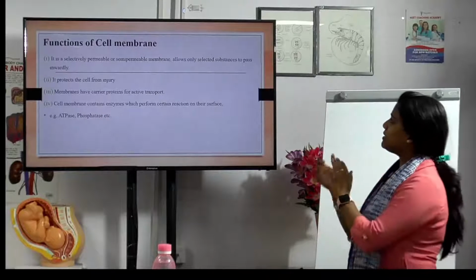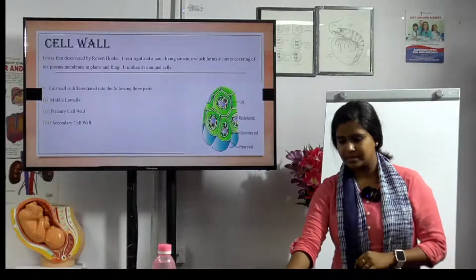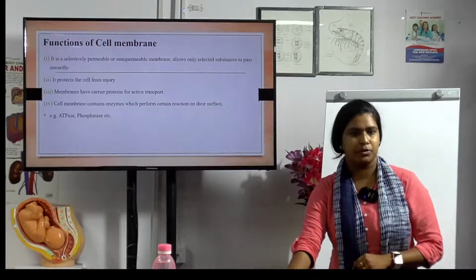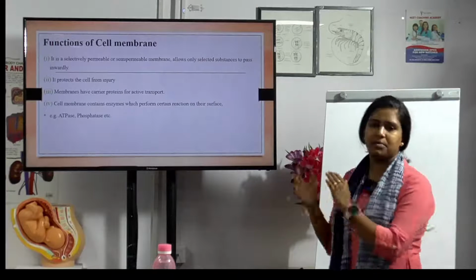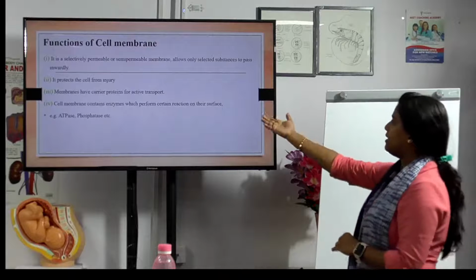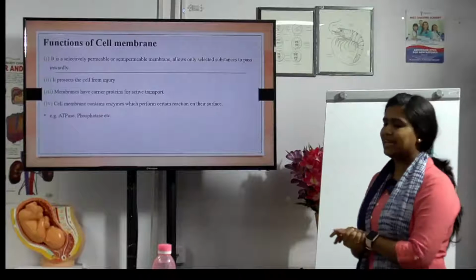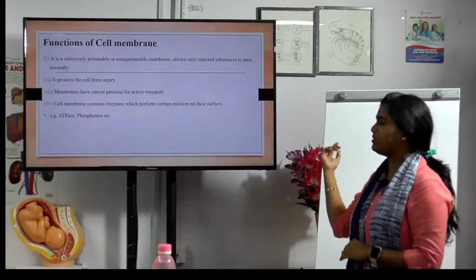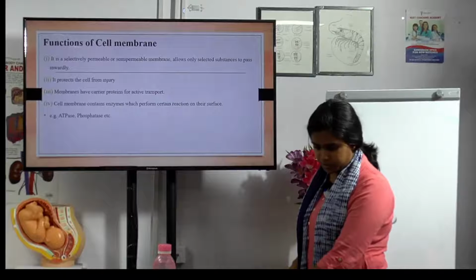Okay, let us see the functions of the cell membrane. What will be the functions of the cell membrane? Protection from external injury, and because it is semi-permeable, it allows only specific substances to enter the cell. It also has carrier proteins for transport and contains enzymes which perform various reactions on the surface, for example ATPase and phosphatase.